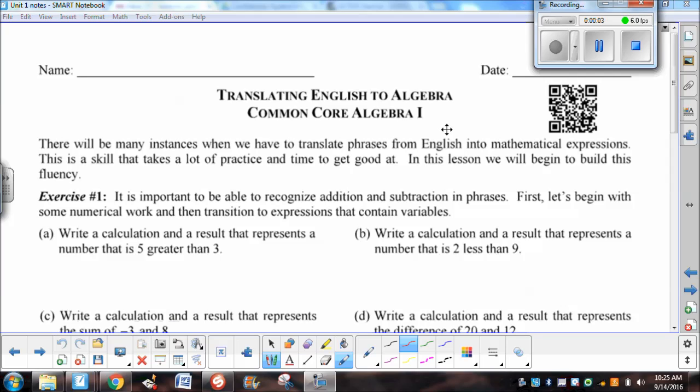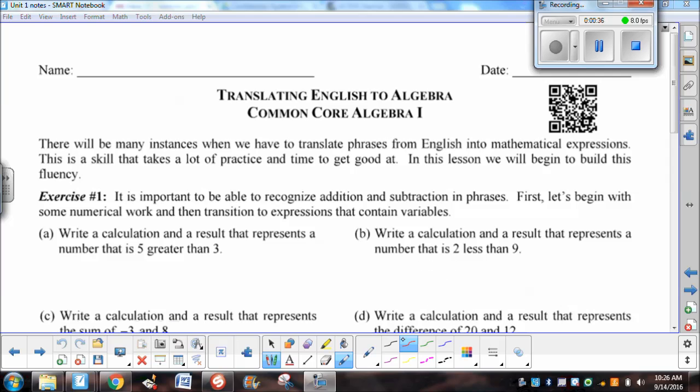Translating English to algebra. There will be many instances when we have to translate phrases from an English sentence into a mathematical expression or a mathematical equation. This skill takes some practice to understand the English words and then to translate them into the math symbols. It is important in exercise 1 to be able to recognize addition and subtraction in phrases, the words. First, let's begin with some numerical work and then transition to expressions that contain variables, meaning the algebra portion of it.